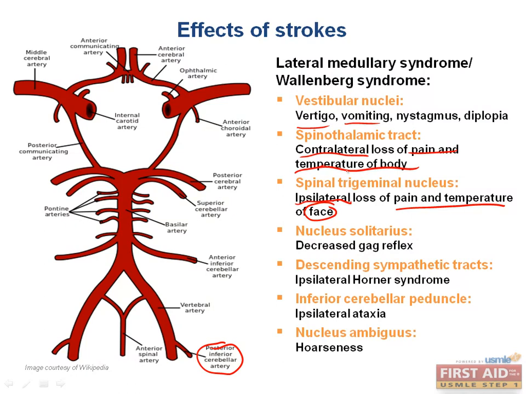The nucleus solitarius is important for the gag reflex, so you'll have decreased gag reflex. While because of the sympathetic tract involvement, you will get Horner syndrome. With the cerebellar peduncle, we know that the cerebellum is important for motion and movement, and so ataxia makes sense. And lastly, with the nucleus ambiguus, you would get hoarseness. This last clue, hoarseness, is actually something that you should really look out for, because if you see that, you have a very good clue that you're probably dealing with Wallenberg syndrome or lateral medullary syndrome.